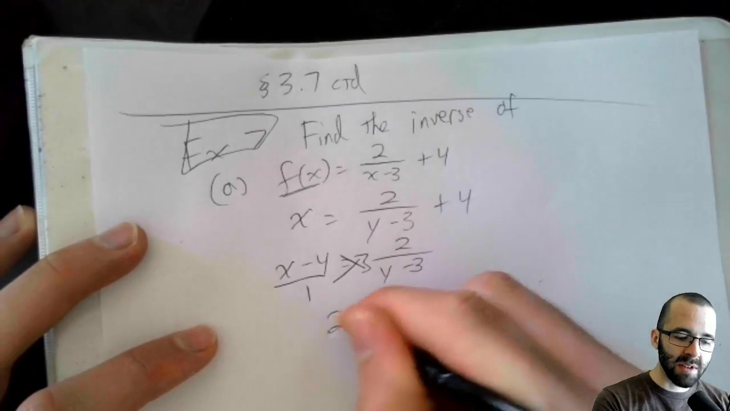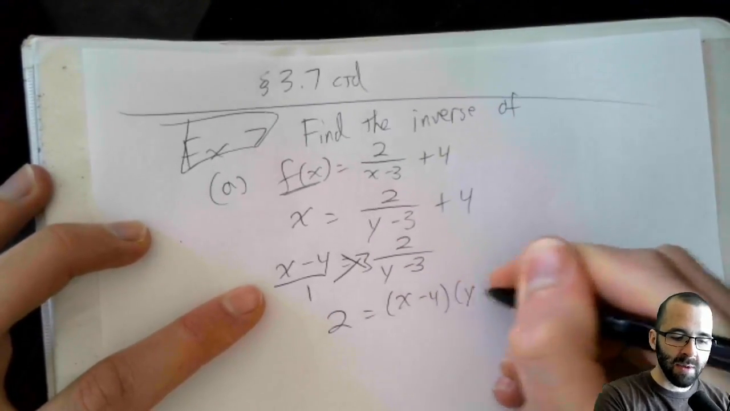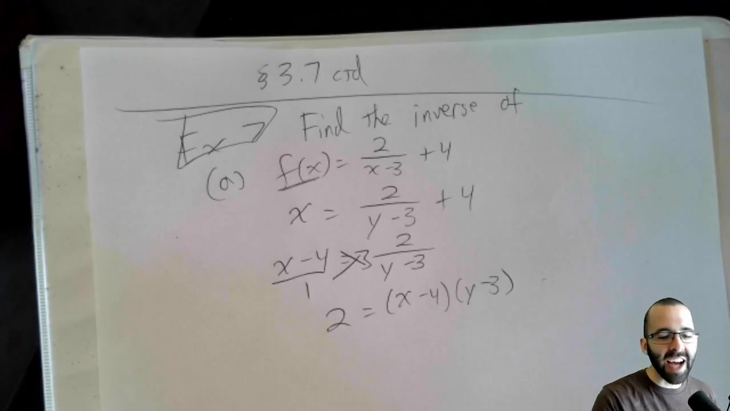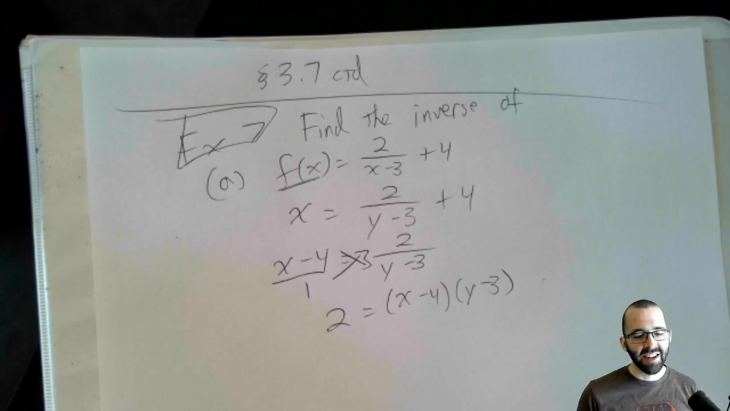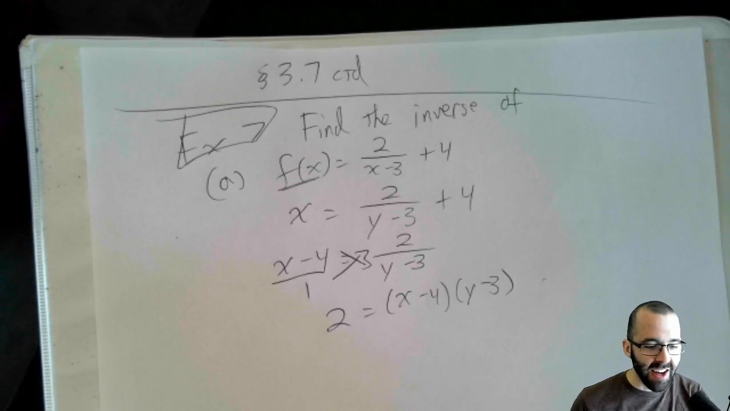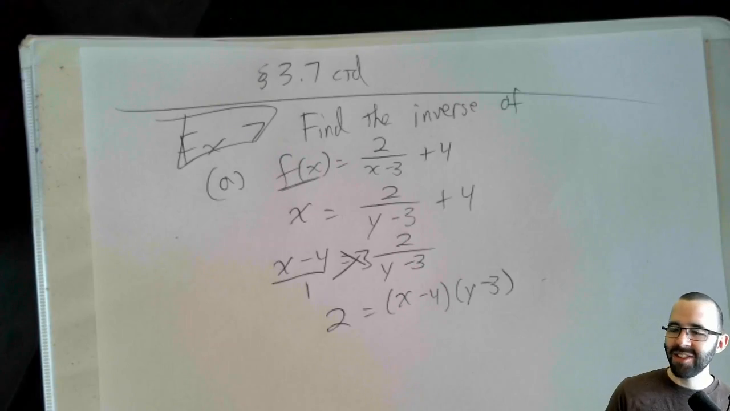So you get 1 times 2 is 2. This is x minus 4 times y minus 3. And you can't escape 9:30 because we got to FOIL this out. Well, you have choices. You can FOIL it out or not. It's your choice. You have two ways of doing this.